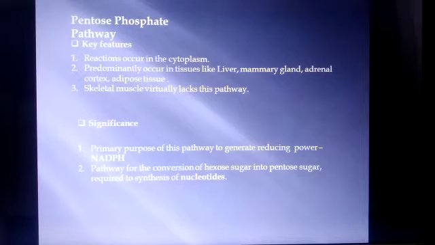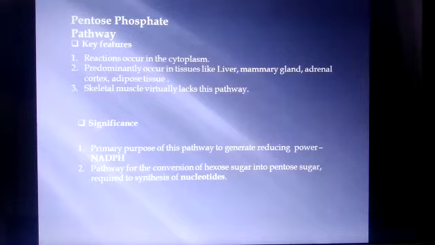The second special function of this pathway is to convert hexoses into pentoses, particularly D-ribose 5-phosphate. These pentose sugars are required in the synthesis of nucleotides as well as nucleic acids, that is ribonucleic acid RNA and deoxyribonucleic acid DNA.